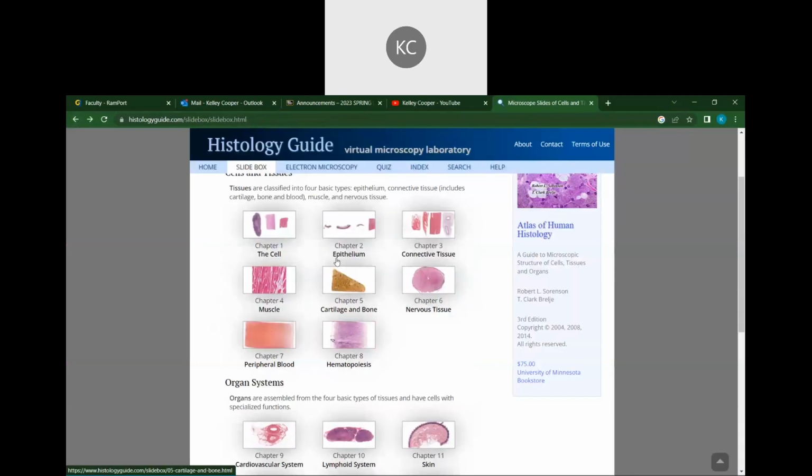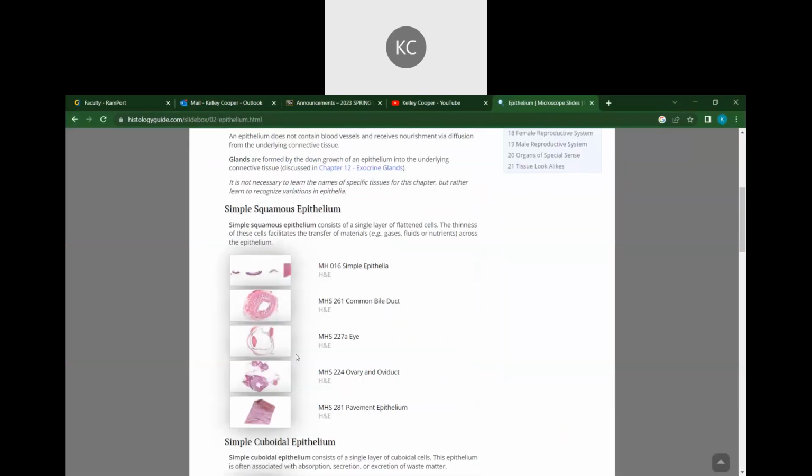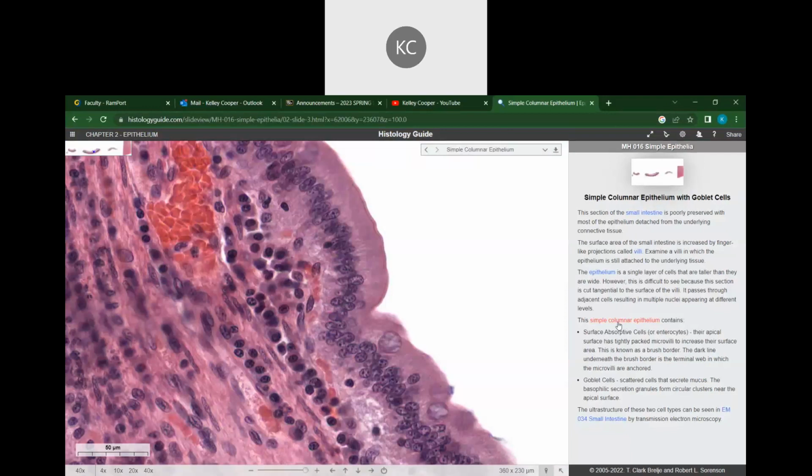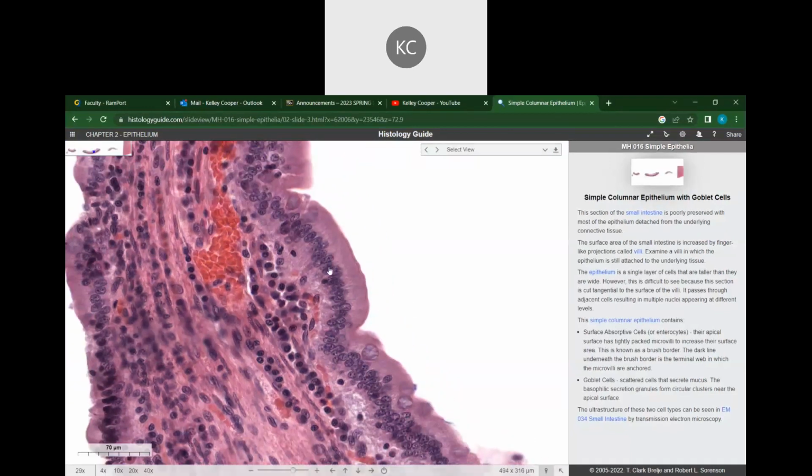So if we go back and move down now to simple columnar, right? Simple columnar is a very common epithelial tissue to find associated with our digestive tract, okay? So here you can see all of these cells. Again, every dark black purple dot is representing a nucleus. And if you follow these cells, you can make the outline of some of these. And these are roughly rectangular and column shaped.